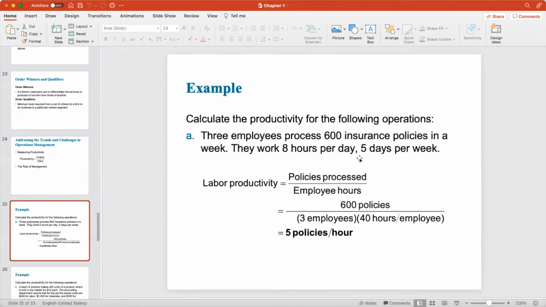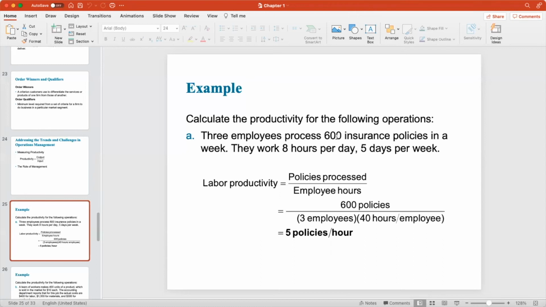Actually very straightforward. Keep in mind productivity equals output divided by input. What is the output here? The output are those completed insurance policies, right? You clearly see that here 3 employees process 600 insurance policies in a week. So these 600 insurance policies will be the output that 3 employees can complete within a week. And what is the corresponding input?